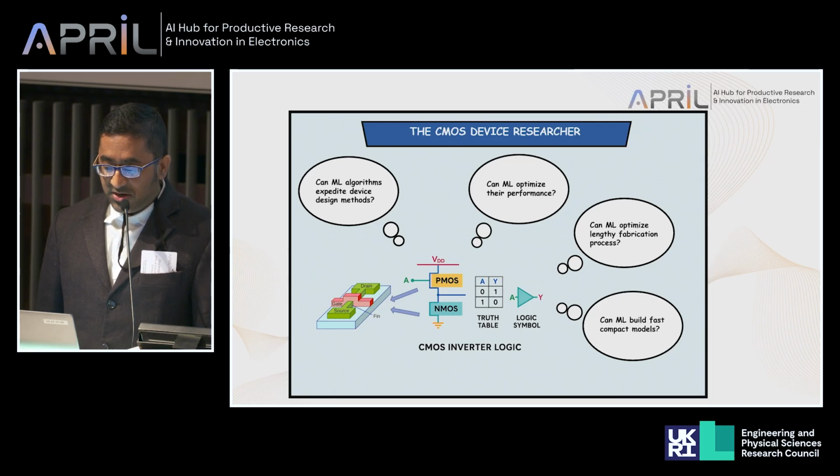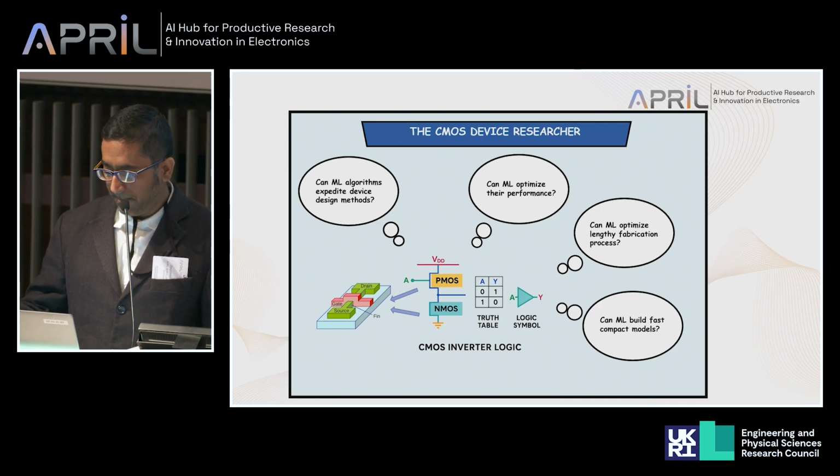Another question is, can machine learning build fast compact models? Any FinFET has a compact model, let's say the BSIM model, which is very famous, and for gallium nitride there is a compact model, ASM, some stuff like that. So industries work on parameter extraction. So can AI expedite those things? There are many things which should be investigated right now, which we are trying to do in April.